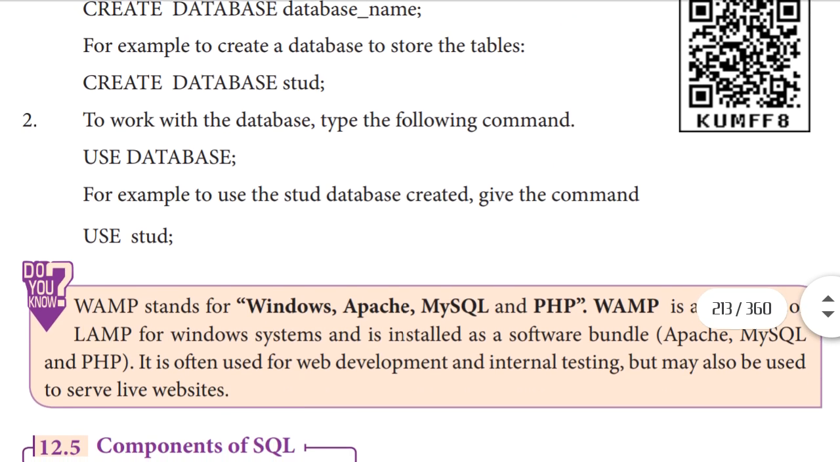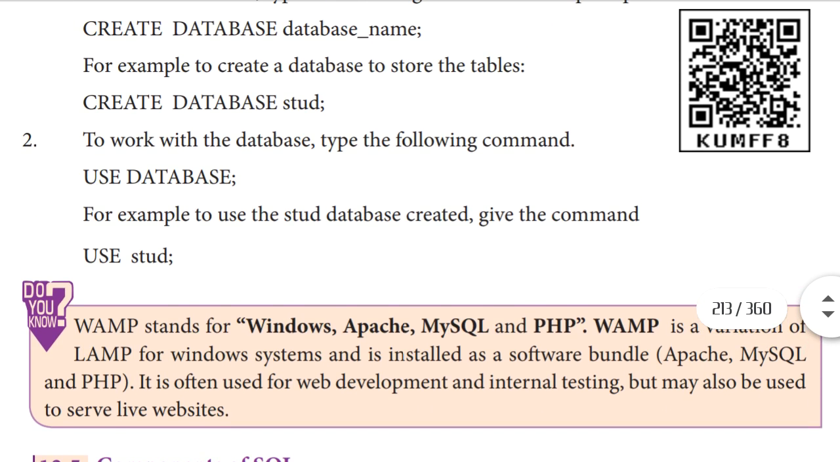Next we are going to see about WAMP. WAMP stands for Windows, Apache, MySQL and PHP. This WAMP is a variation of LAMP for Windows systems and is installed as a software bundle. It is a software bundle, so it contains more than one software. What are the software now? Apache, MySQL and PHP. All of them are in this one software bundle.